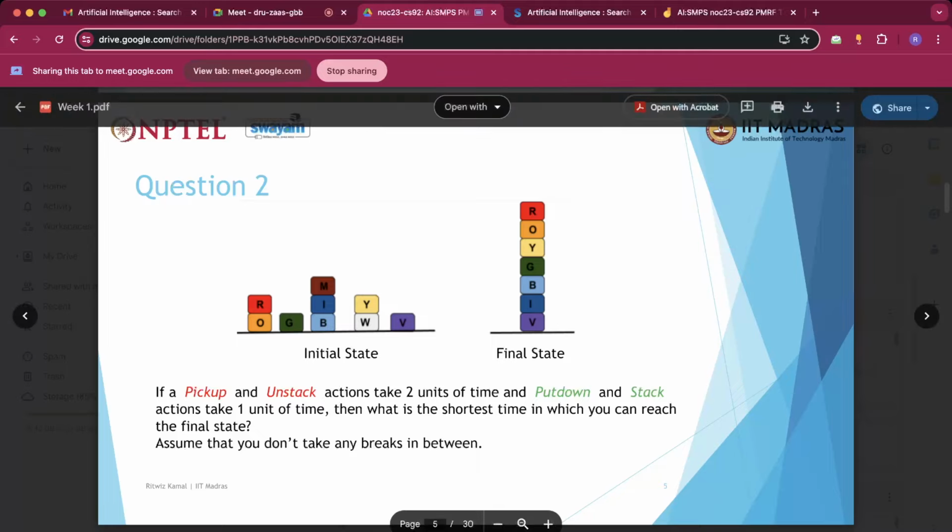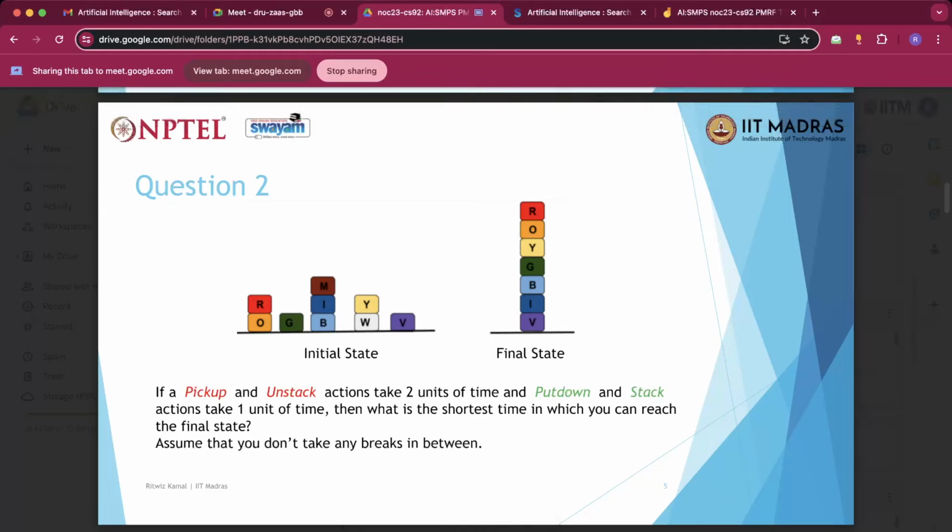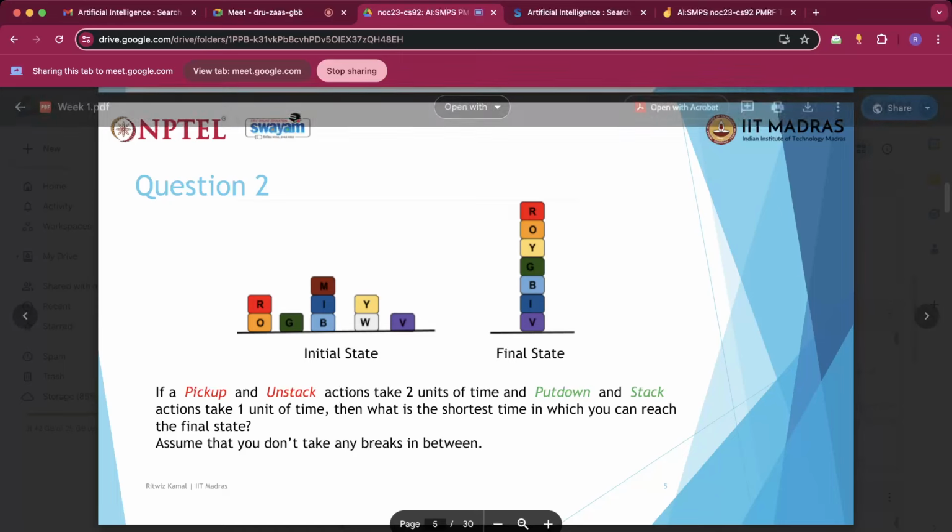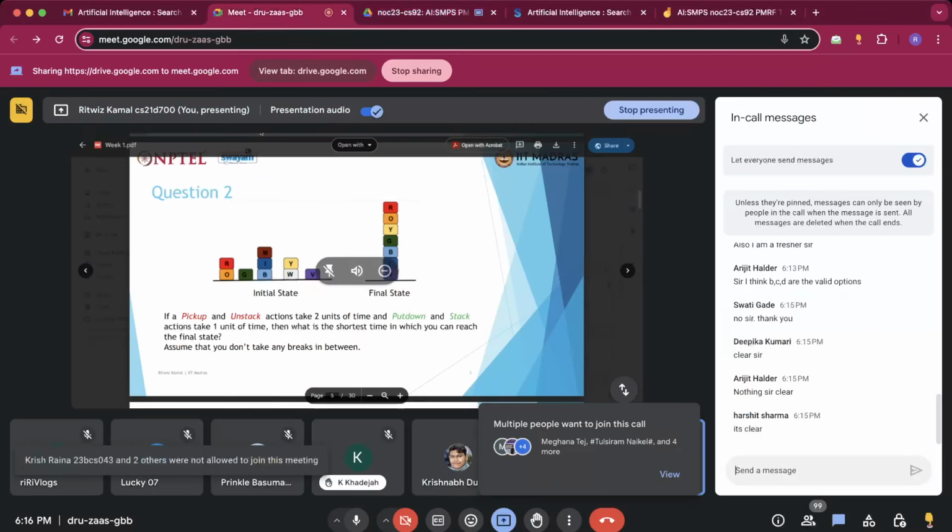Now you have to solve the whole problem of going from initial state to final state, and you have to see what is the shortest way in which you can do this, and then you have to calculate the time taken for all those actions that you took. Assume that you are not taking any long breaks in between. So I'll let you think about this question for a while, and then after maybe a minute or so we can discuss the solution.